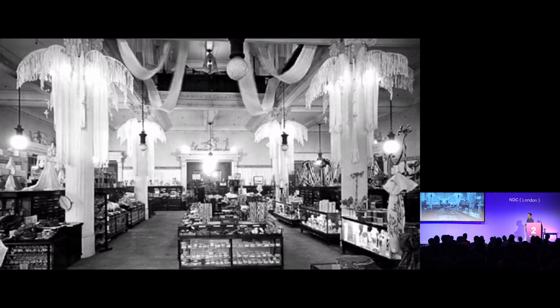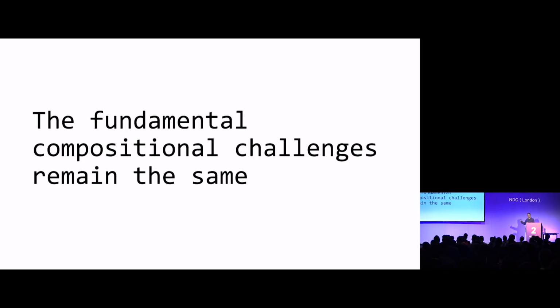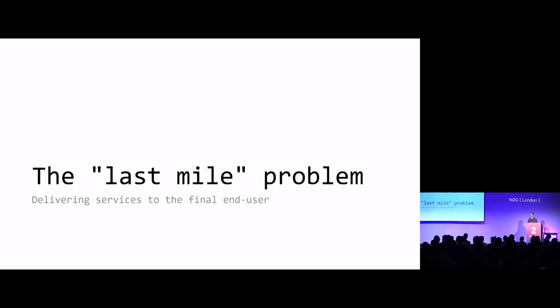So if I look at how people solved these problems 100 years ago, what I typically find is that the fundamental compositional challenges remain the same. It's just that things have gotten a lot faster. We have computers and those kinds of systems, but fundamentally, the same division of systems and division of responsibility that existed 100 years ago still exists today. So this is why I think of those compositional UIs as the last mile problem.